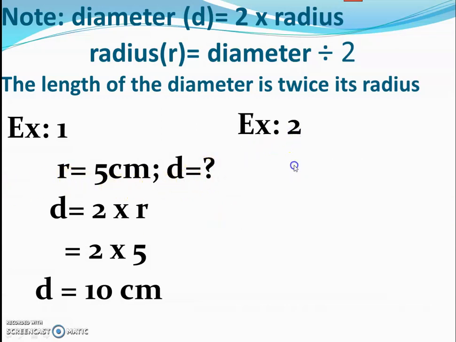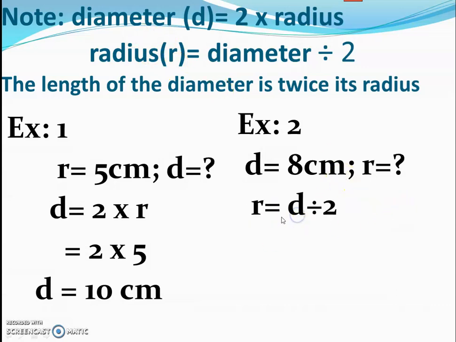The next sum, diameter is given. We are asked to find radius. So radius is equal to diameter divided by 2. That is 8. What is half of 8? 8 divided by 2 gives you 4 centimeter. 4 plus 4, 8. So this is how we find the diameter and radius. When they are asking for diameter, you multiply the radius by 2. When you are asked for radius, you divide the diameter by 2. That's it.